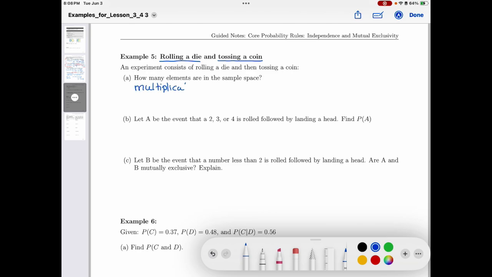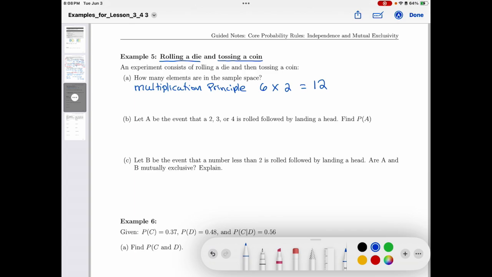Well, if I use the multiplication principle, remember that you take the possible outcomes of each event and multiply them together. So when we roll a die, there are 6 outcomes. When we toss a coin, there are 2 possible outcomes. So when we combine the 2 in a sequence of events, we get 12 possible outcomes.